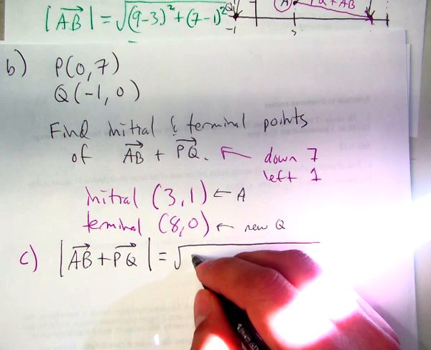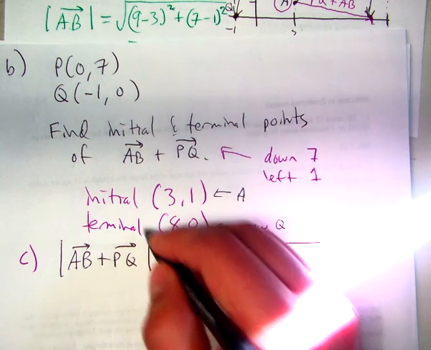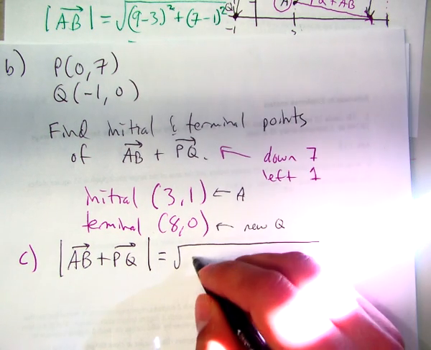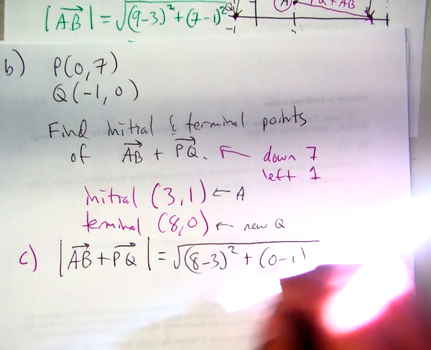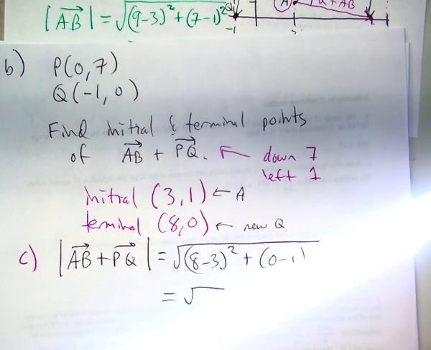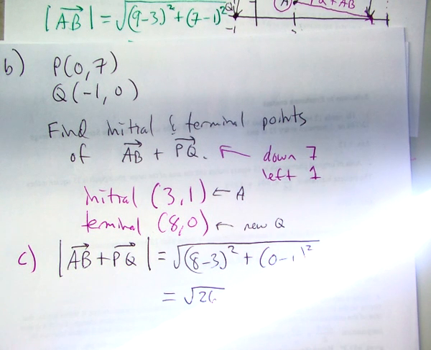If you don't have the picture good enough, as long as you have these points correct, you can do the distance formula. It gets you the same answer, which is 25 plus 1, so root 26.